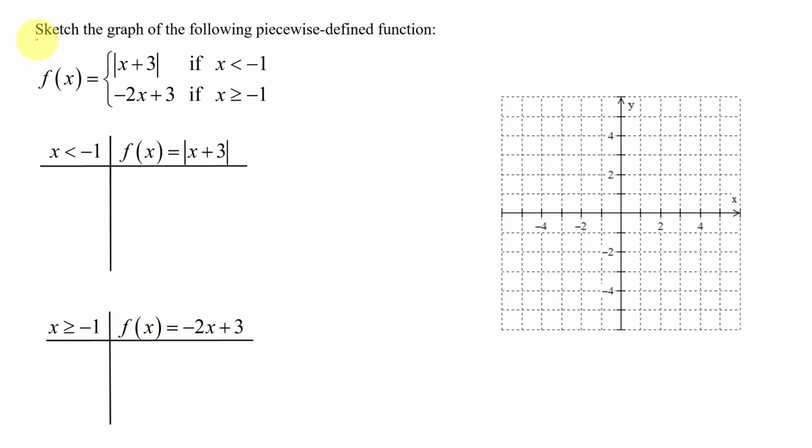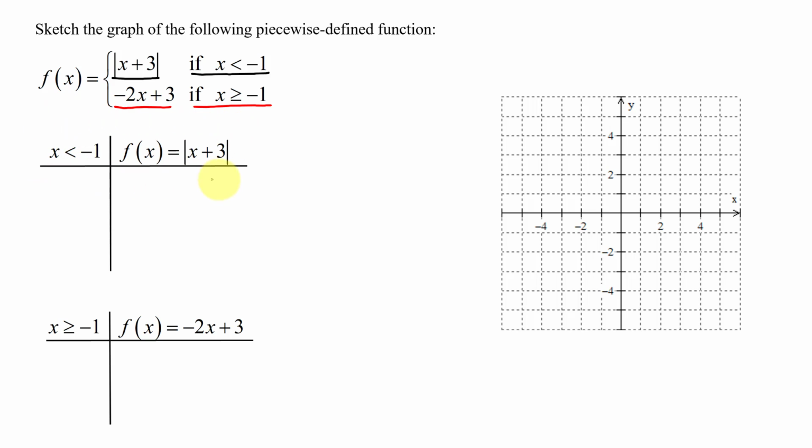In this example, I need to sketch the graph of the following piecewise defined function. Here's my function. It comes in two pieces. If x is less than -1, f of x equals the absolute value of x plus 3. And if x is greater than or equal to -1, f of x equals -2x plus 3.